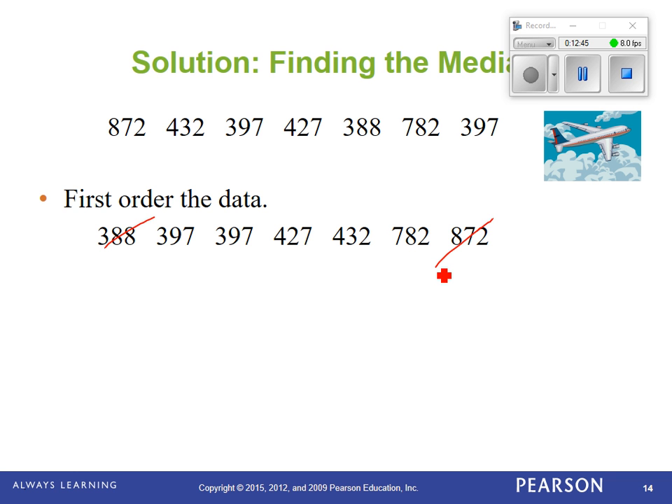So what I do is I count 1, 2, 3, 4, 5, 6, 7. 7 numbers here. I divide 7 by 2 and I get 3.5. That tells me, and I just round it off to 3, that there's 3 numbers from this end, 3 numbers from this end, and then that one's going to be the middle number. So 427 would be our median price.